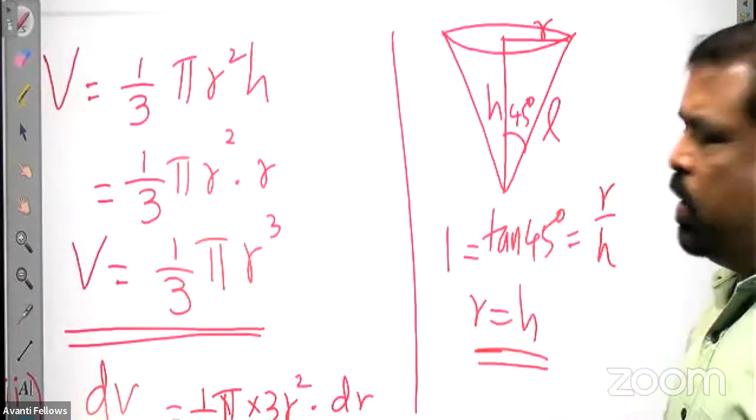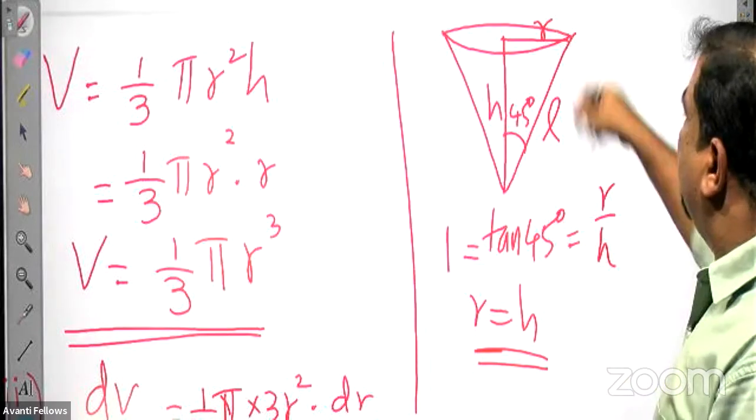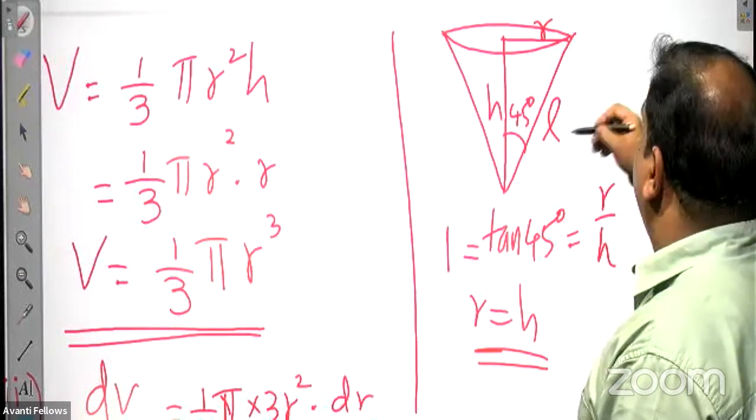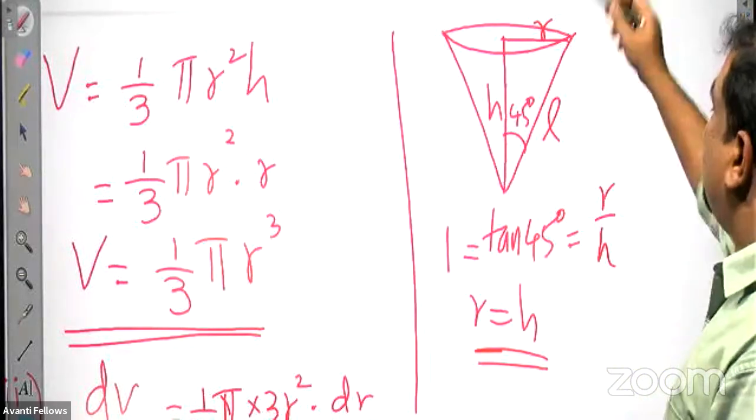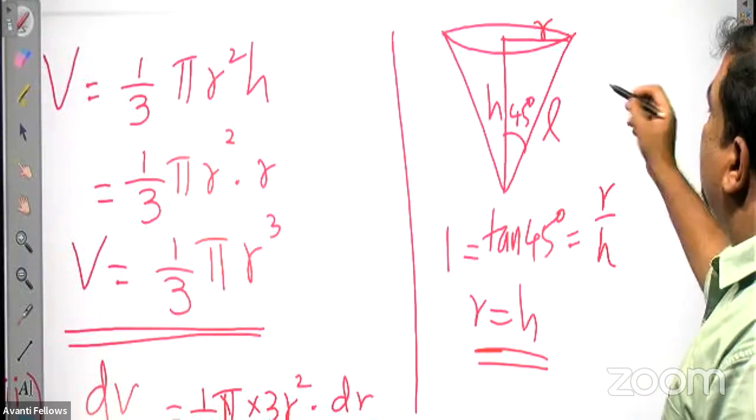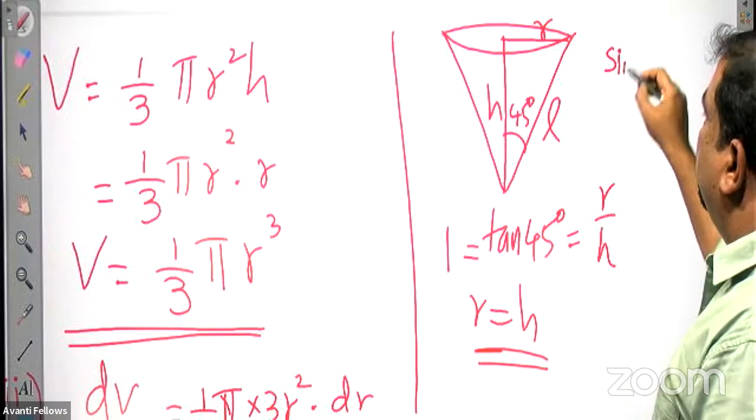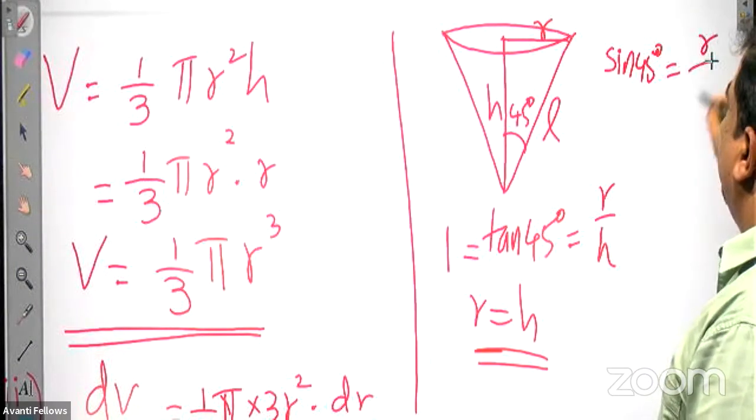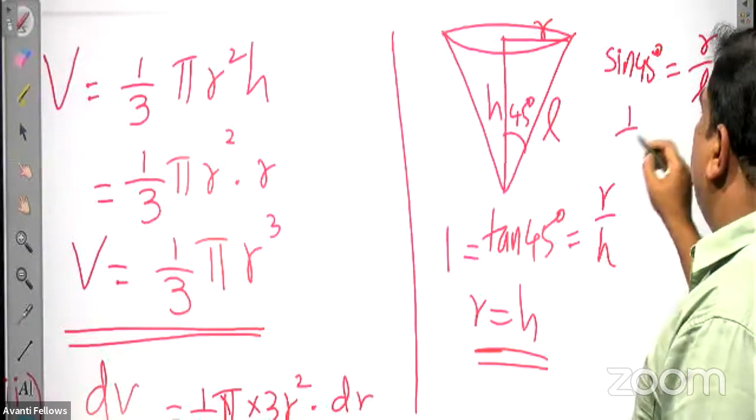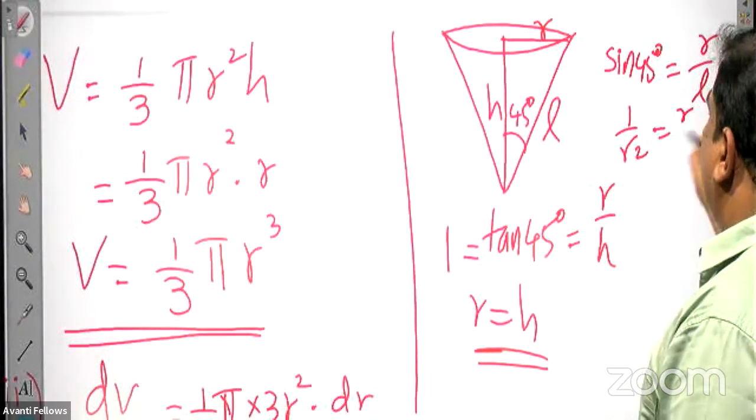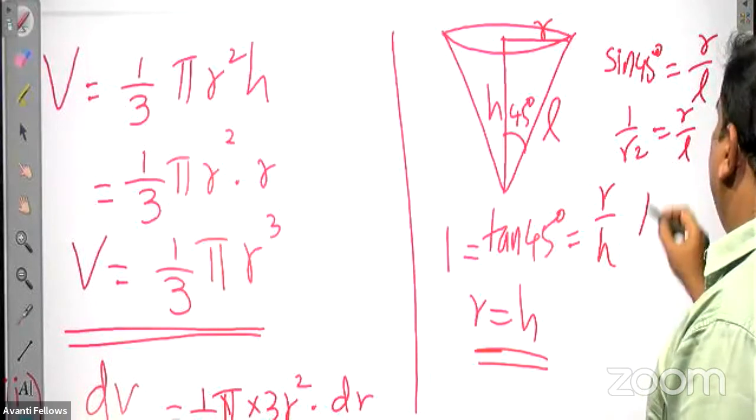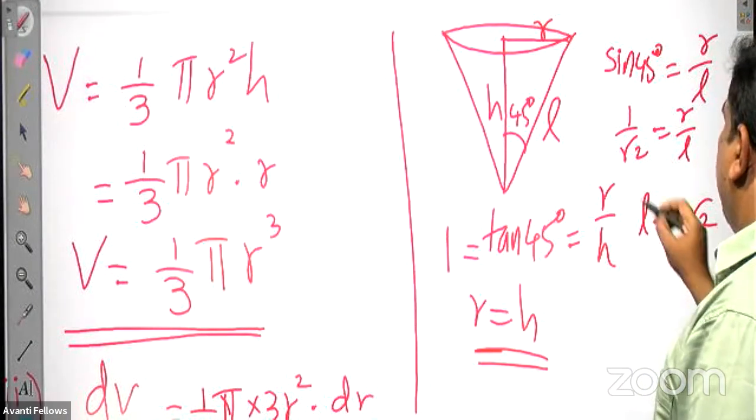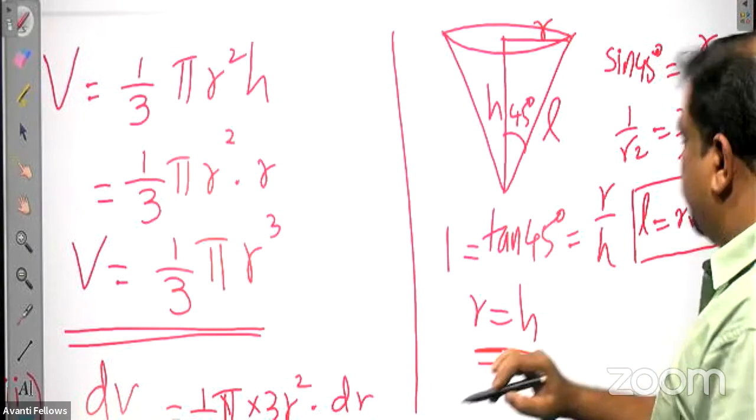So to get everything in terms of R, you connect R and L. For that, you apply some suitable trigonometry. To connect L and R, we apply sine 45. Sine 45 means R by L, and sine 45 is 1 by root 2. So 1 by root 2 is R by L. That means L is equal to R root 2.